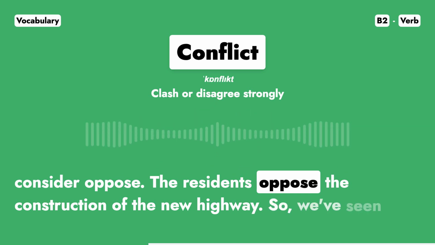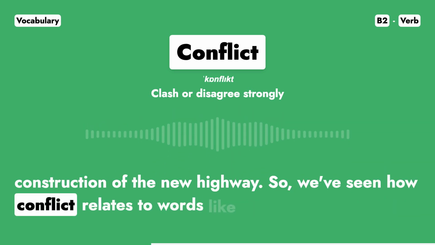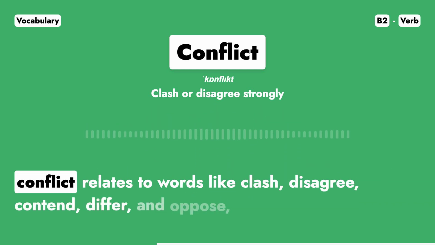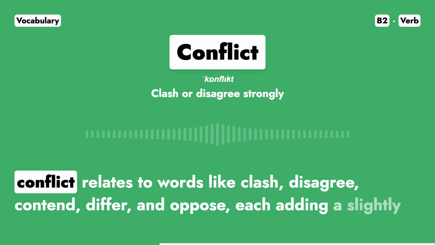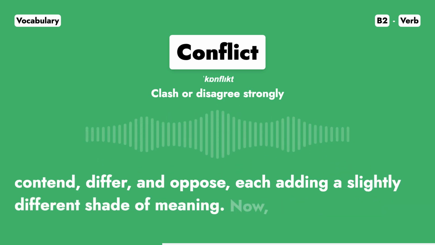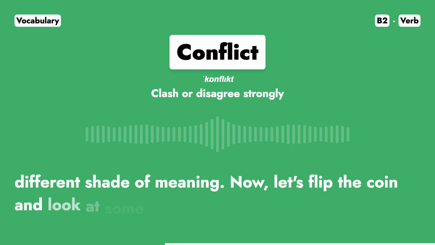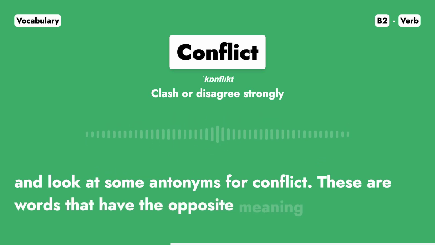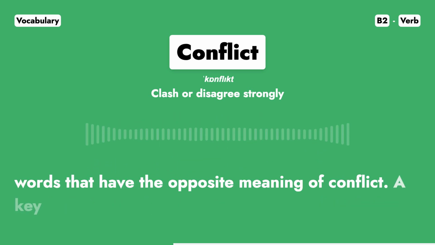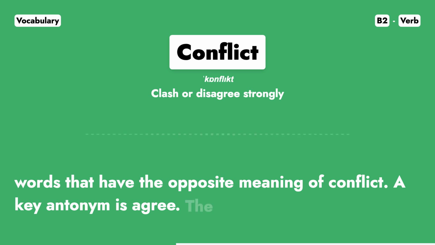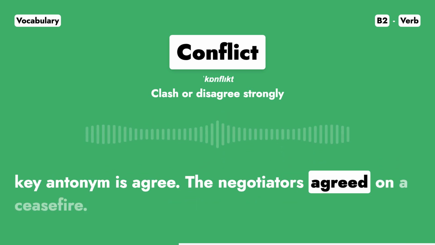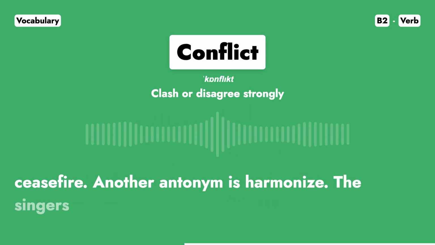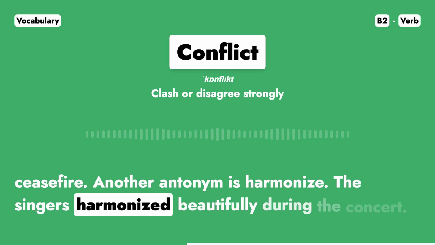So, we've seen how conflict relates to words like clash, disagree, contend, differ, and oppose, each adding a slightly different shade of meaning. Now, let's flip the coin and look at some antonyms for conflict. These are words that have the opposite meaning of conflict. A key antonym is agree. The negotiators agreed on a ceasefire. Another antonym is harmonize. The singers harmonized beautifully during the concert.